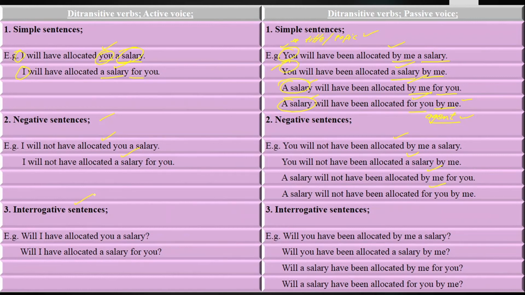Interrogative sentences are those in which we ask questions and put queries. Will I have allocated you a salary? Will I have allocated a salary for you? Will you have been allocated by me a salary? Will you have been allocated a salary by me? Will a salary have been allocated by me for you? Will a salary have been allocated for you by me?